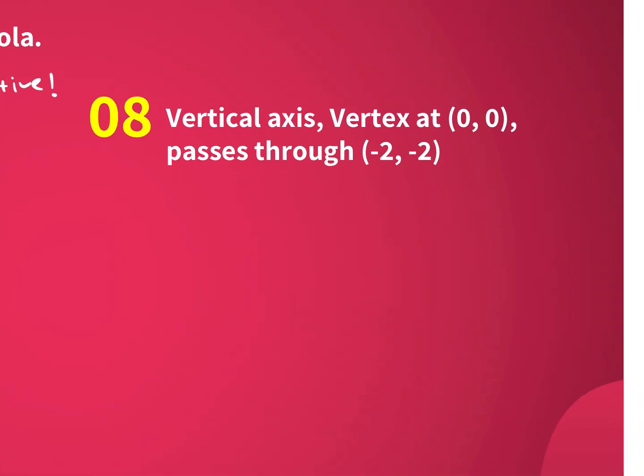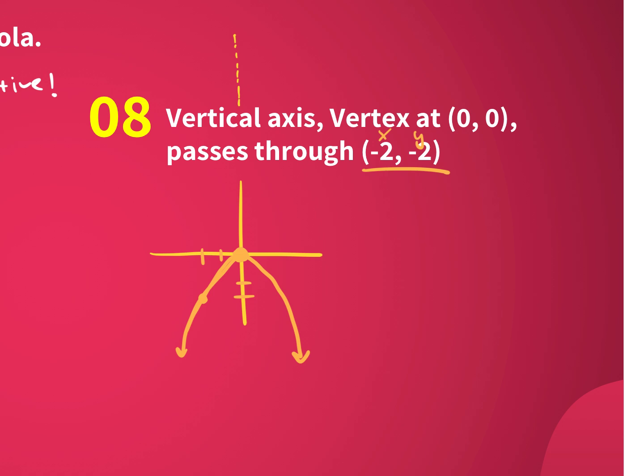For number 8, we have a vertical axis. Our vertex is at 0, 0, and it passes through the point -2, -2. So let's graph that. Since we have a vertical axis, a vertical line goes up or down. A vertical axis would mean that our graph is either going to open up or down. Our vertex is at 0, 0, and then it passes through the point -2, -2. So our graph is going to open this way. It doesn't give us any information about our directrix or our focus. We have to figure out what p is using the point that it gives us. So this is x and y. Since it opens down, I'll make a note, p is negative.